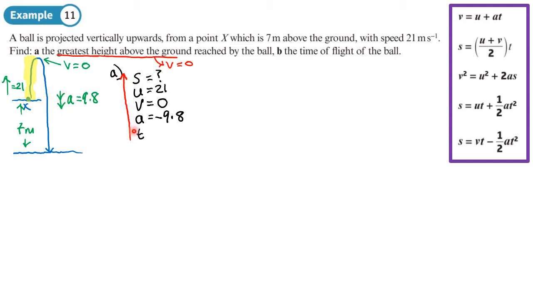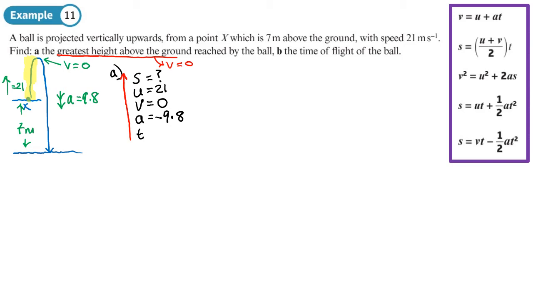So the direction is important. I've decided to take up as positive because that's the direction it's going in at the start. It's going up. If I took downwards as positive, then the signs of these would reverse. I'd still get the same answer. But let's make things easier. Since it's going up, take up as positive. So that means this is positive because it's going in the same direction. V is going to be 0. A will be negative because acceleration always points down. Whether something is going up or down, gravity always points down.